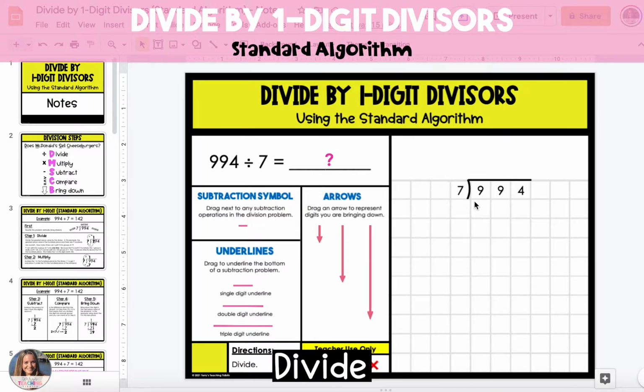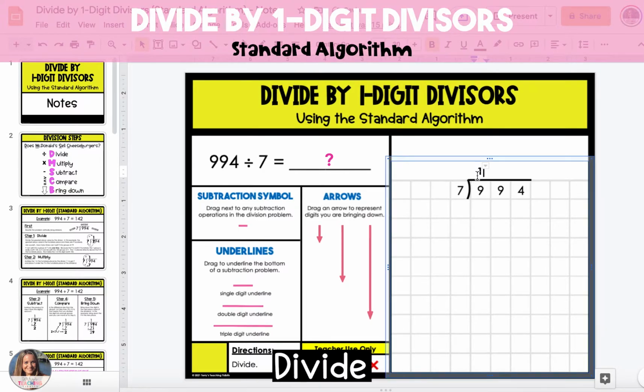Start with the digit in the greatest place value in the dividend, which is the 9 in the hundreds place, and ask yourself how many times can you split 9 into a group of 7. You can do this one time, so put it right above the 9 in the hundreds place of the quotient. Multiply that answer by the divisor. 1 times 7 is 7, and put it under the 9 in the hundreds place.